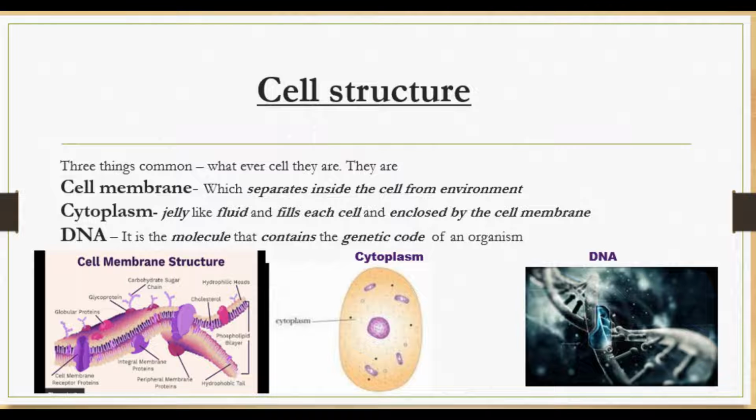So the three photos are given so that you will understand what these are. The first one is the cell membrane. The second one is the cytoplasm. You can see the jelly-like structure. And the third one is the DNA.